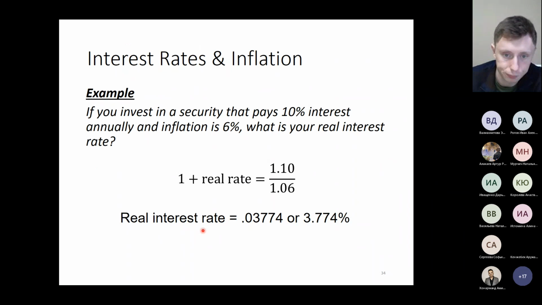Here is an example. If you invest in a security that pays 10% interest annually, and inflation is 6%, what is your real interest rate? Here it is: it is 1.1 divided by 1.06. This is the real interest. Now, if we subtract 1 from this ratio, we would have the real interest. And you see that the real interest is 3.77%.